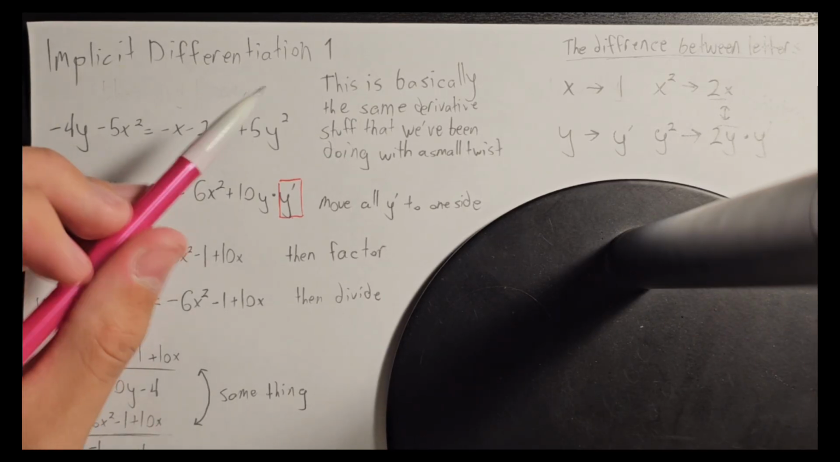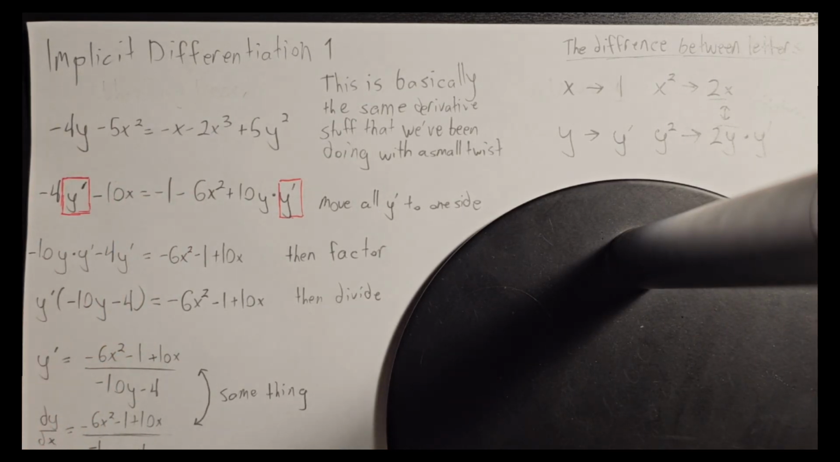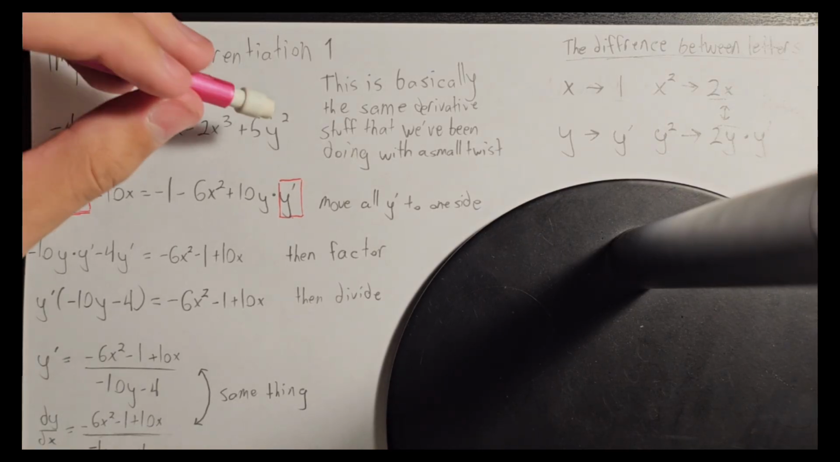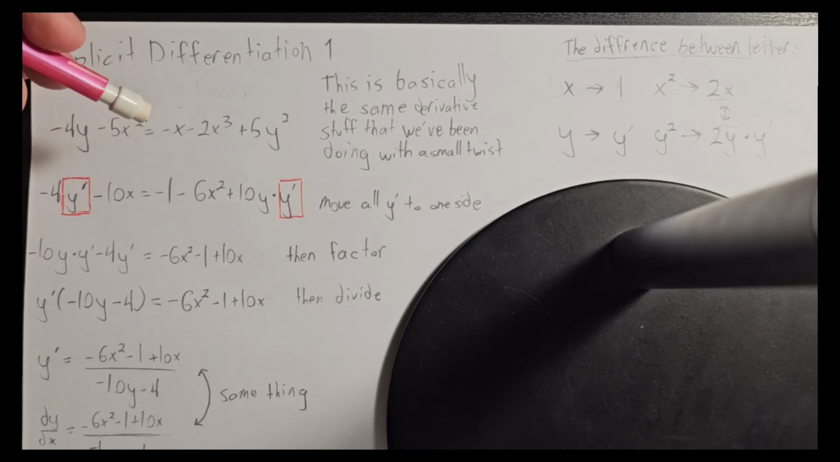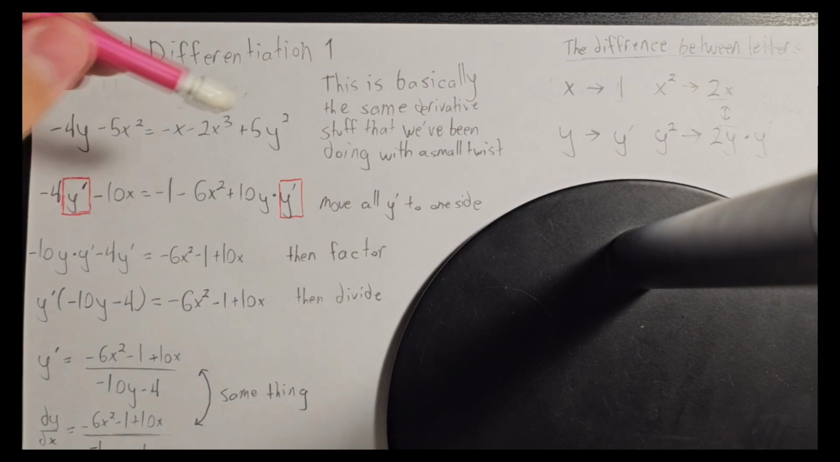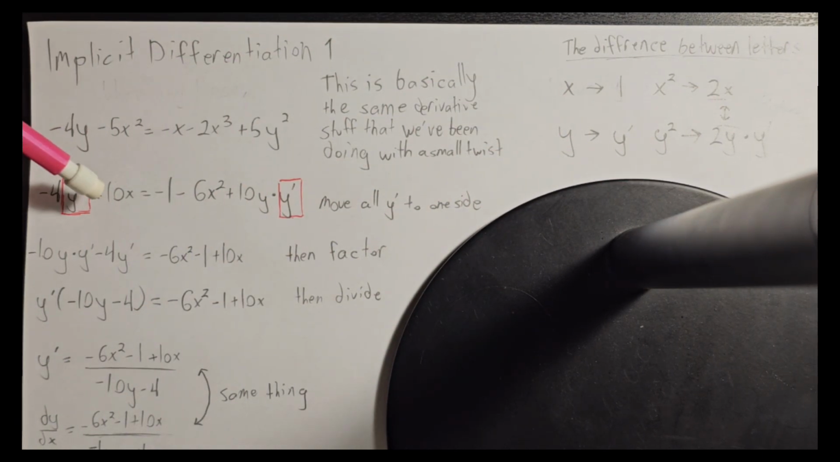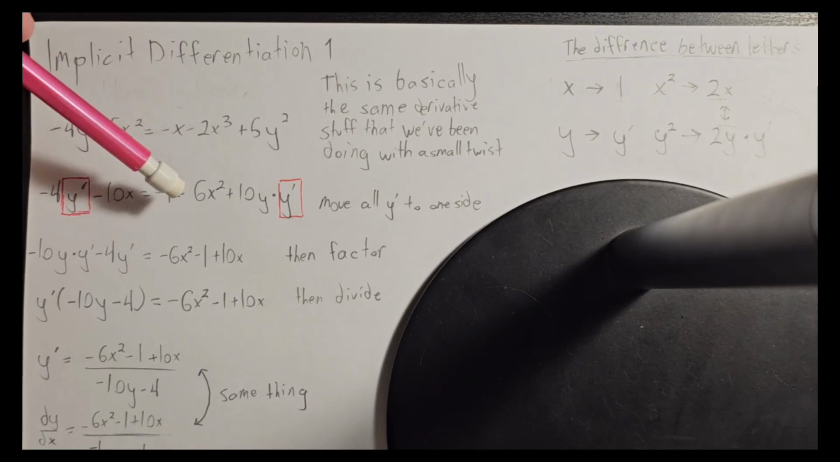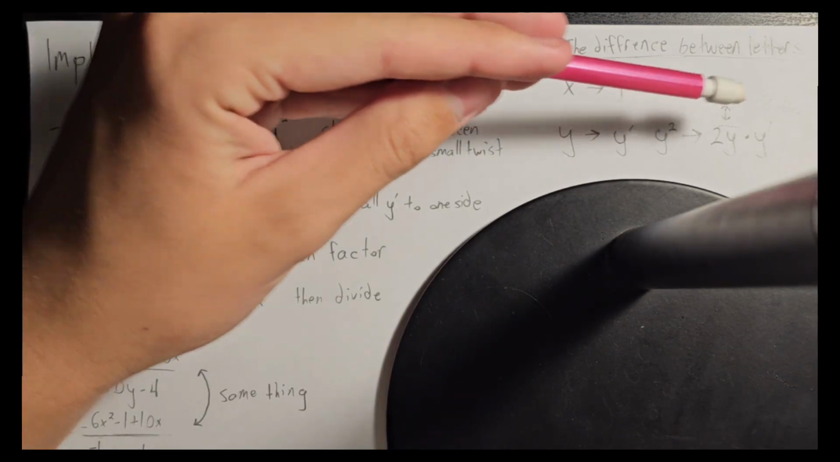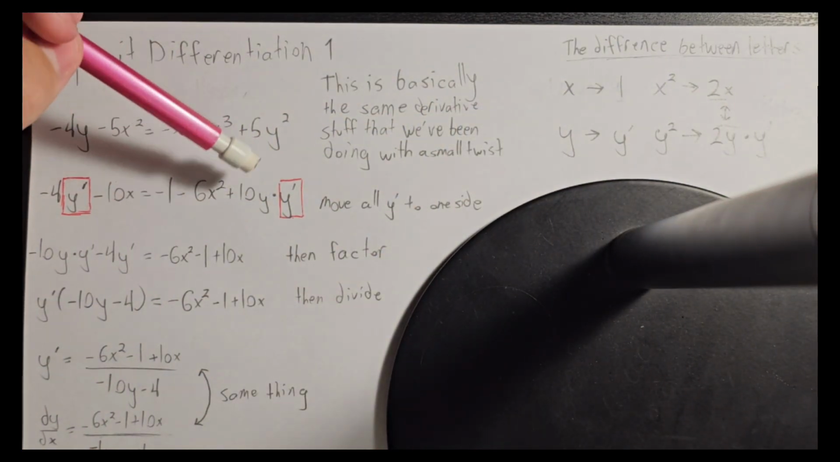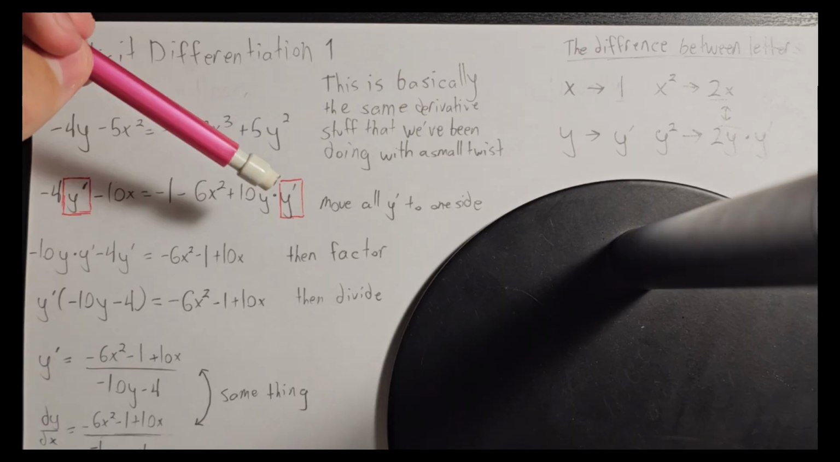Now let's take a look at implicit differentiation 1. This is the easiest one, but don't get confused, this is still hard. First, we have this equation right here. -4y minus 5x squared is equal to -x minus 2x to the power of 3 plus 5y squared. You find the derivative of this, which is -4y prime, right? If you remember this thing right over here. Then simple for this one, -10x, -1, -6x squared. And then for this one, same thing as this one over here, you get plus 10y times y prime.